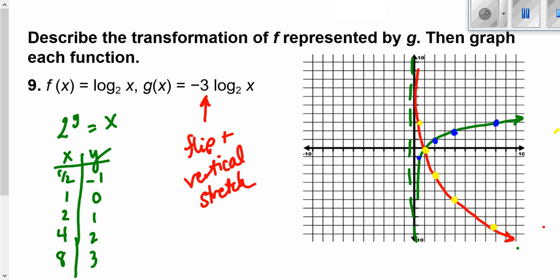And if you look back at g of x, the -3 does two things. It flips the graph over the x-axis and also stretches it. In other words, all of the y coordinates on my blue ordered pairs are multiplied by -3. And that is what generates the flip, is the negative aspect.